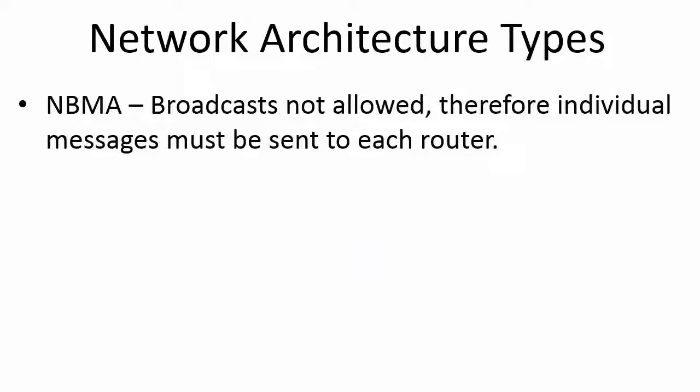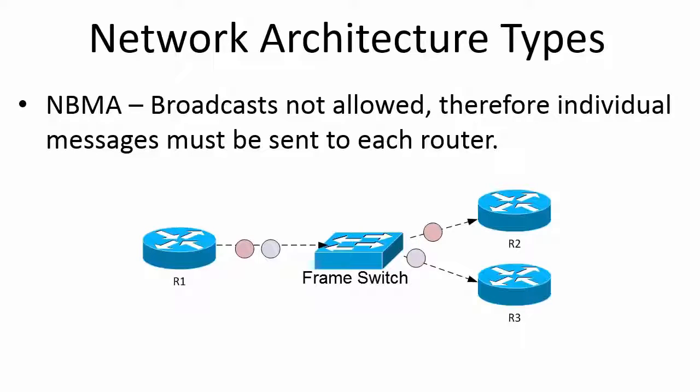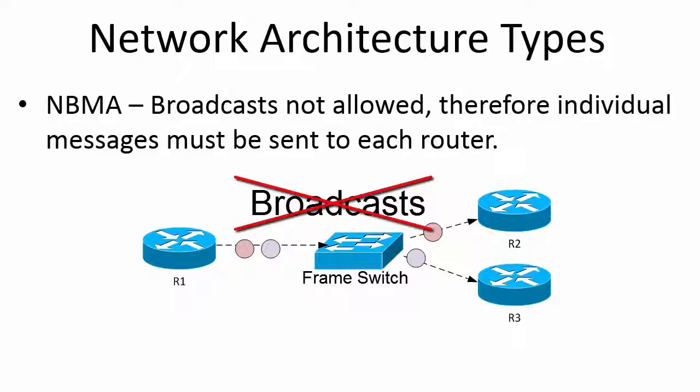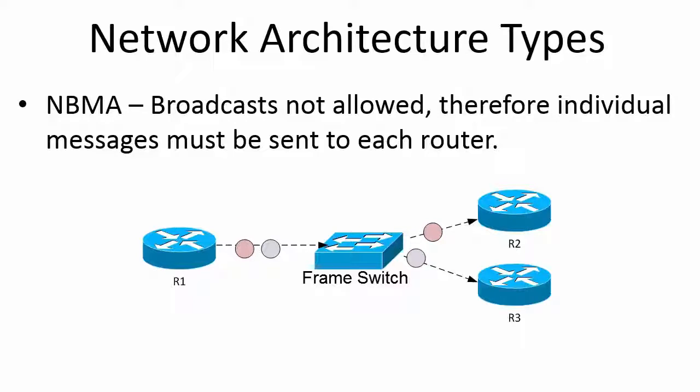The next architecture type is NBMA, or non-broadcast multi-access. As the name implies, it does not support broadcasts. Therefore, when an interface on a router needs to send out data to all other routers, it must send individual messages to each router. NBMA also doesn't support multicast.